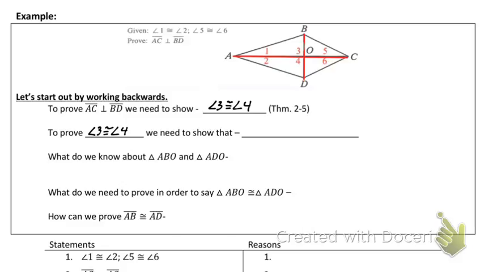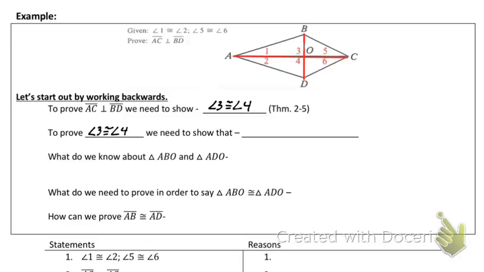Amber, you got the last one. What do you think? Angle 3 and angle 4 are equal to 90 degrees. Not quite. It has something to do with triangles. Think of CPCTC. Triangle ABC equals ADC. How about ABO? Oh, I didn't see. Because ABC wouldn't give me 3, right? If triangle ABO was congruent to ADO, I could use CPCTC to say that 3 and 4 are congruent to each other. Do we see that?